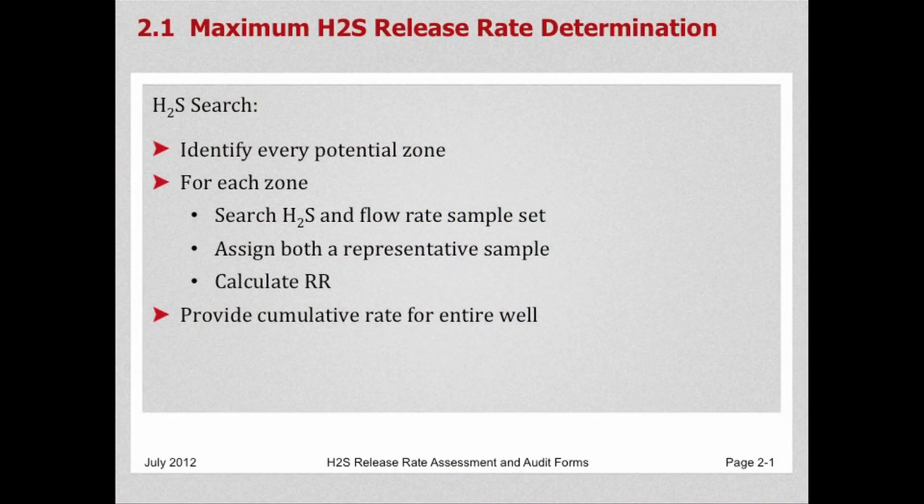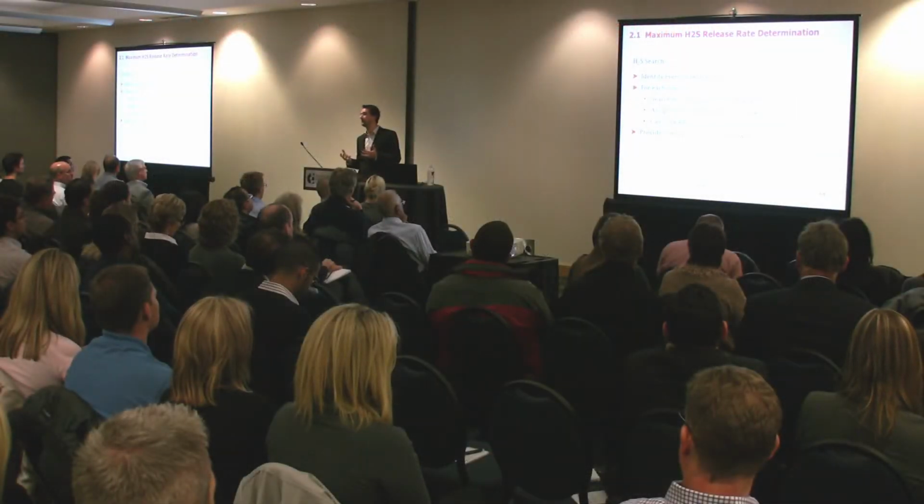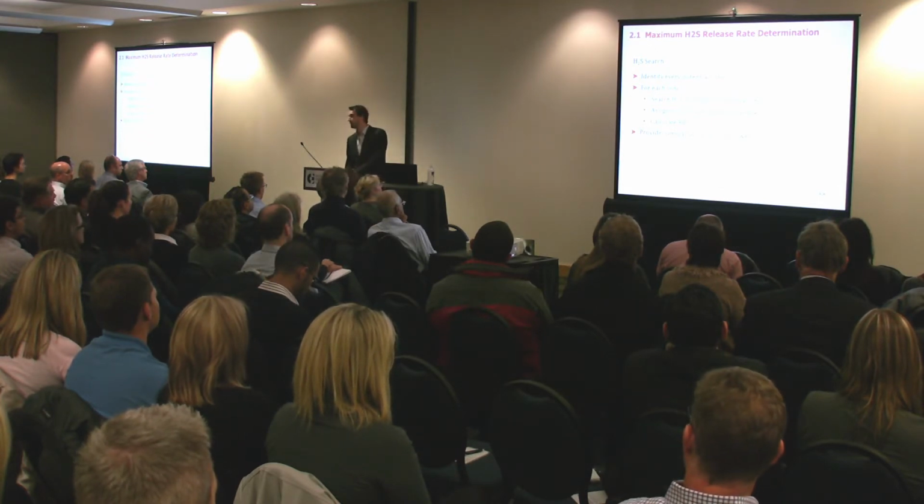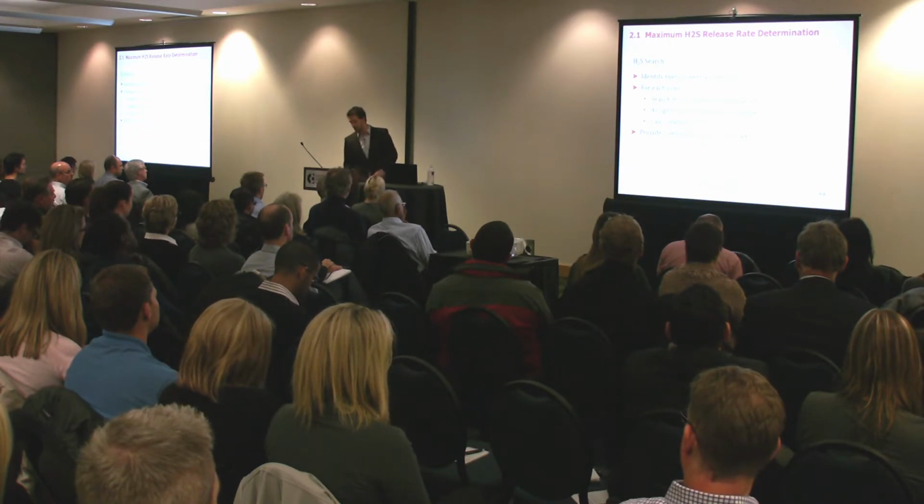Speaking to the H2S search, we identify every potential zone that you could hit. For each of those zones, we search for all the gas analyses and flow rates, as applicable. We choose the highest or the most representative gas analysis and flow rate, use those to calculate the release rate for that formation, and then provide the cumulative H2S release rate for every formation. That gives you the instance where, if you were to have a blowout on every formation you're exposed to at any given time, that is your worst case scenario. That's what the CAPP guidelines have designed this process around, and also how the H2S search is built.